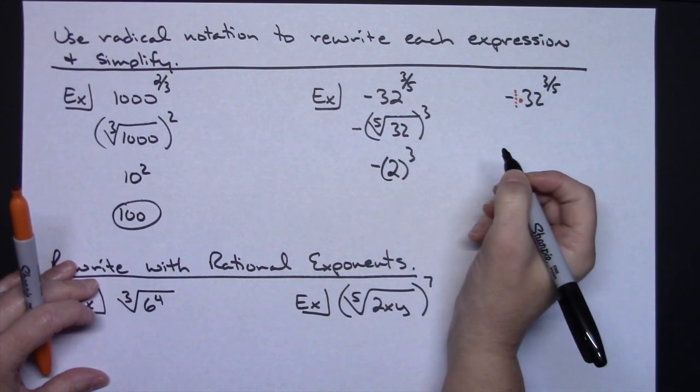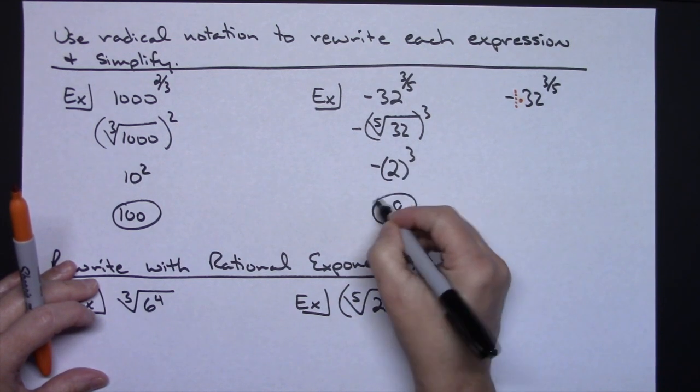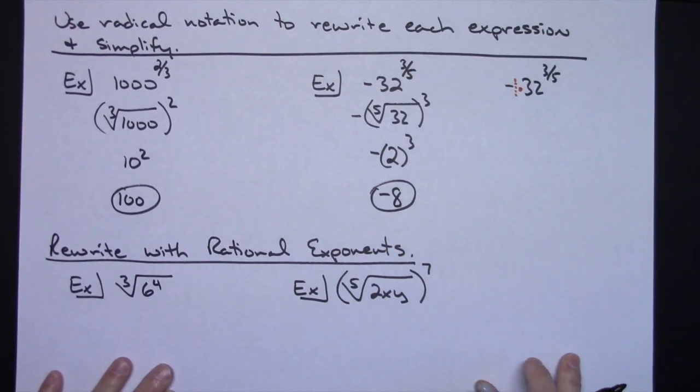And then I'm going to raise it to the third power. 2 to the third power is 8, so I'm going to have a negative 8. Alright, now going the other direction with this rule.